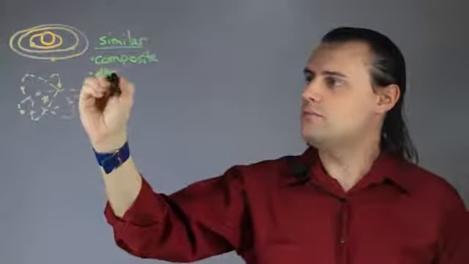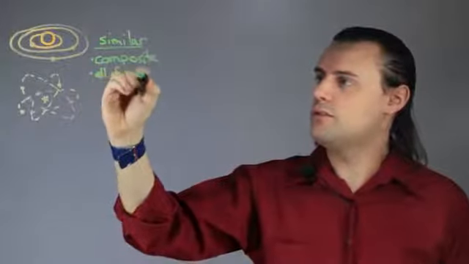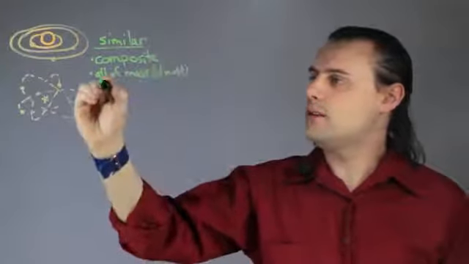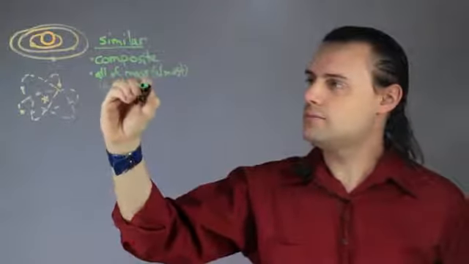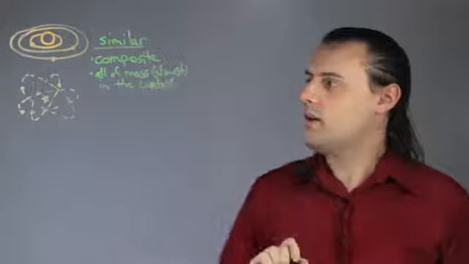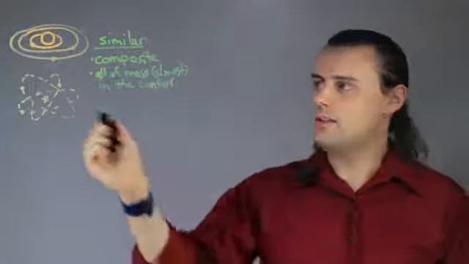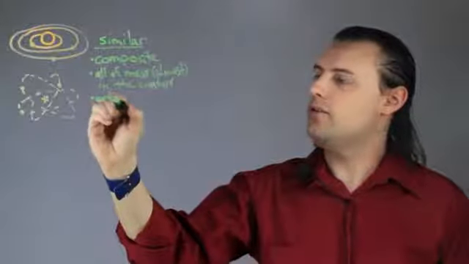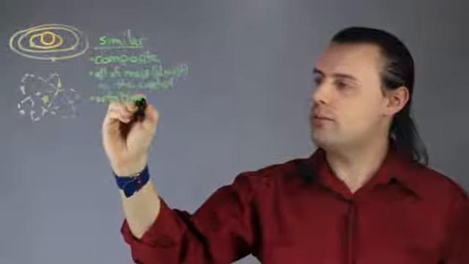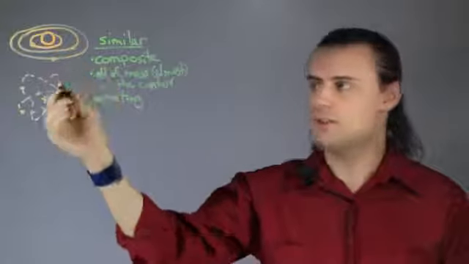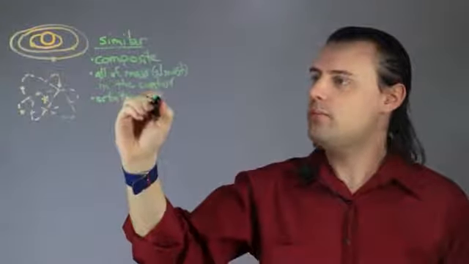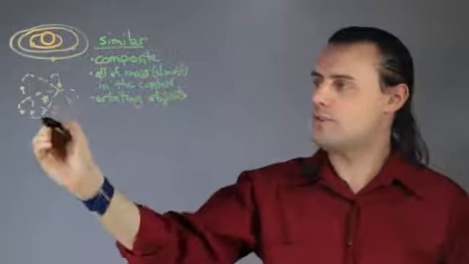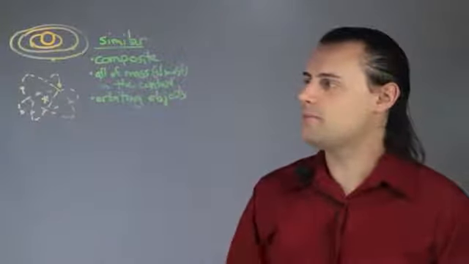So all of the mass, almost, in the center. And another similarity is that they both have orbiting objects. So in the case of the solar system, they're called planets, or more generally just satellites. And in the case of the atom, they're called electrons, these fundamental particles.